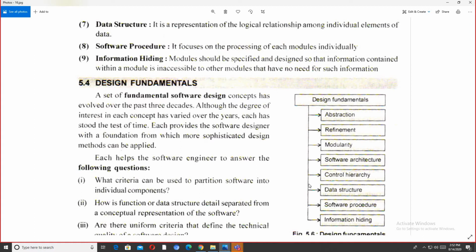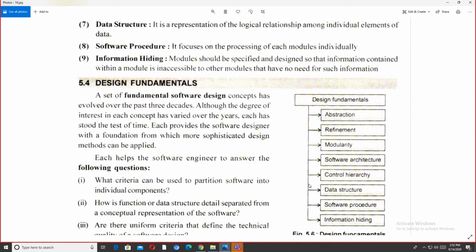Now the next topic is information hiding. Modules should be specified and designed so that information contained within a module is inaccessible to other modules. When someone asks you what information hiding is, you can say that in terms of software project management, information hiding can be described as the functionality contained in each module where the information intrinsic to it is only made available to itself and not to anyone else. In this way, we can say that information hiding is in place properly.